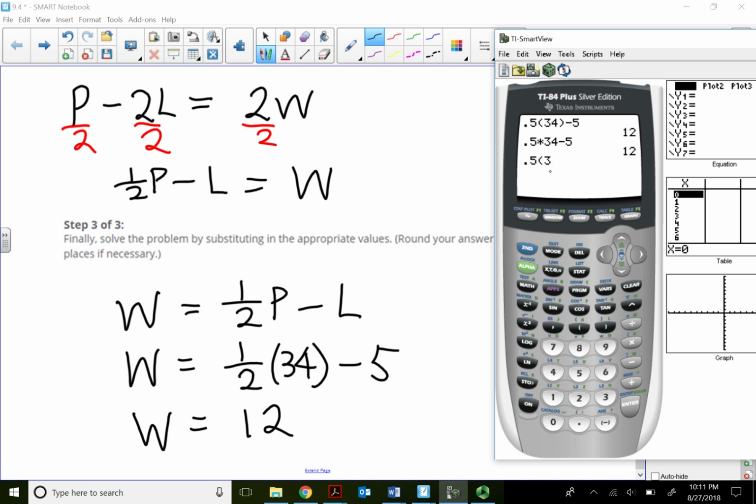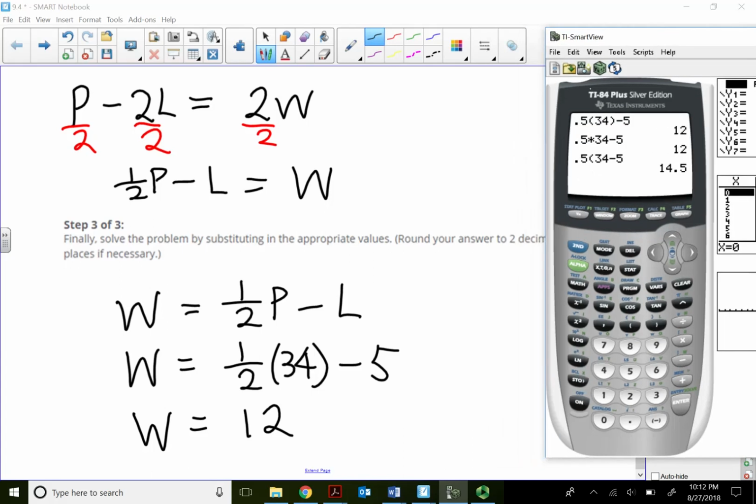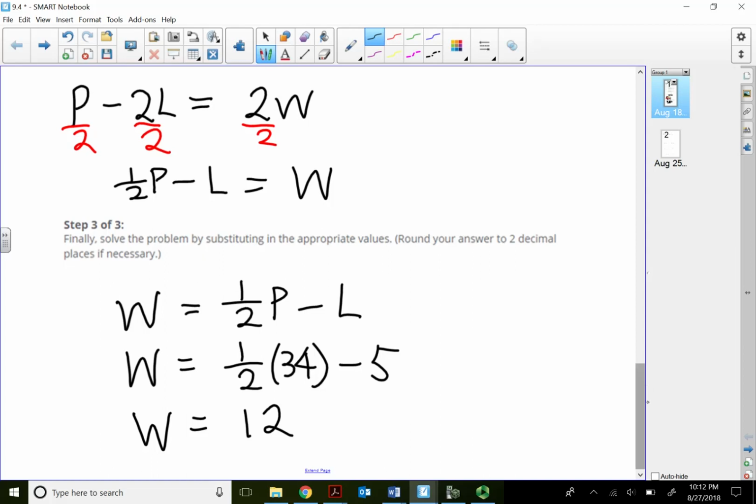Now, what happens if you accidentally key in 0.5 times 34 minus 5, and you forgot to close your parenthesis on the 34? Then you come up with something totally different. However many terms you see or write out, we must key in the same way in the scientific or graphing calculator. All right, let's try some other ones.